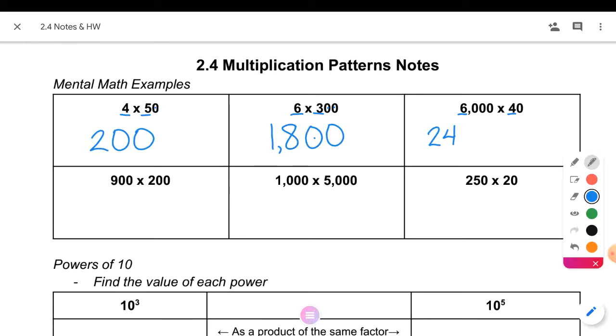Next one. Abby, help me out. What's my mental math problem? 9 times 2. Good job. Do you know what 9 times 2 is, Abby? 18. Jude, how many zeros do I need to add to that 18? 4. Why? There's 4 in the problem. 1, 2, 3, 4. So I have to add 4 to my answer.